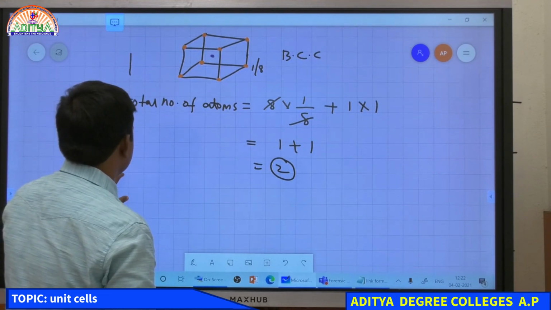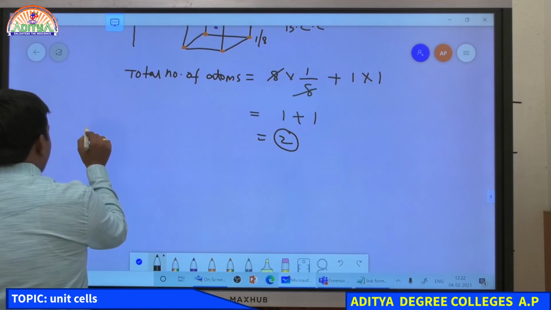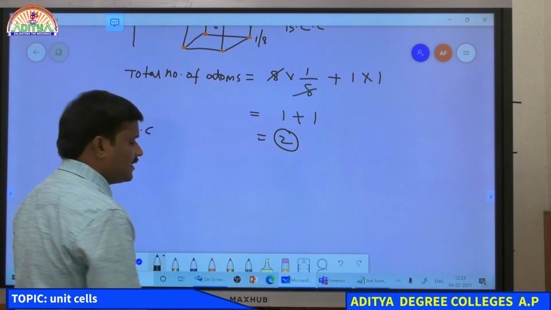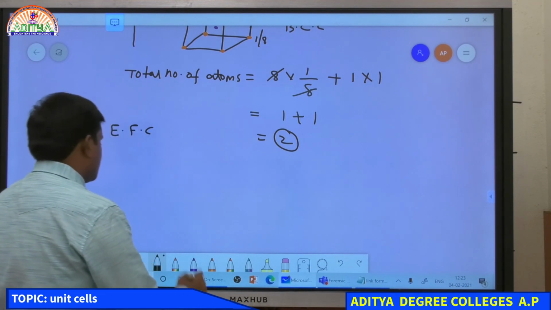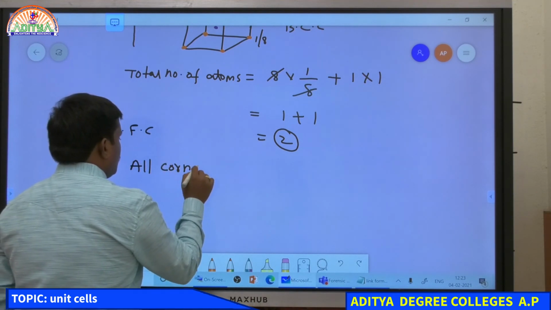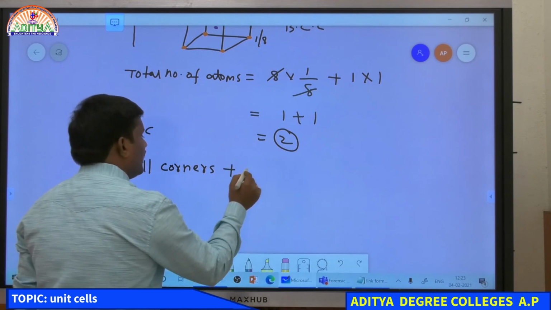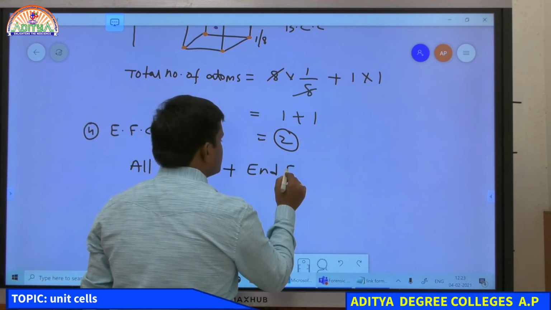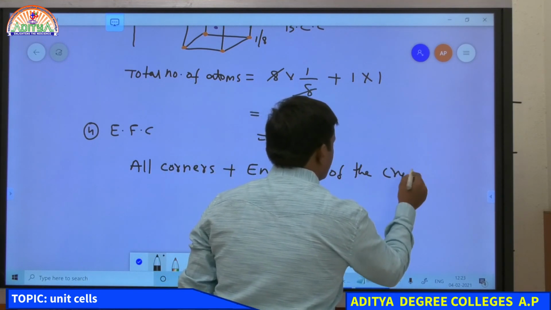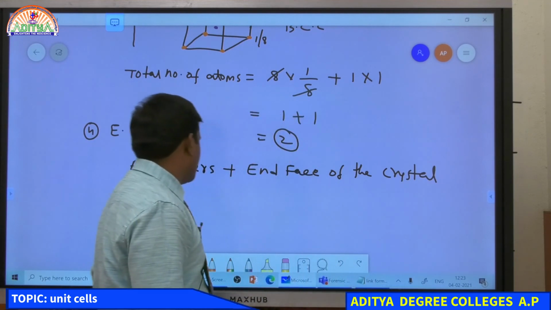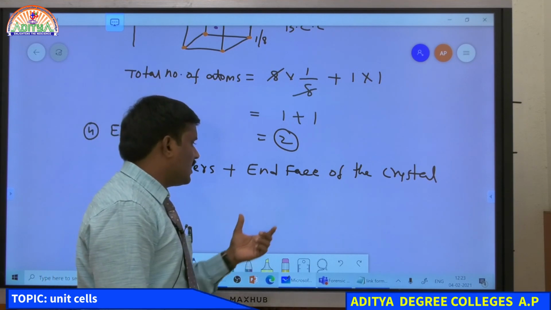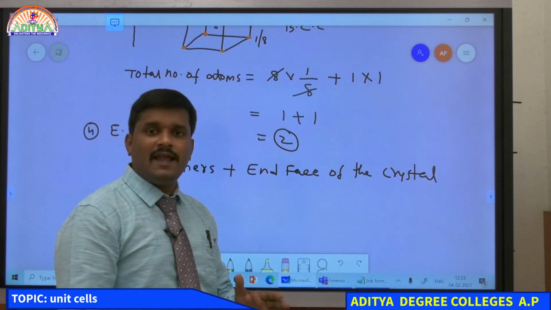And the next one is the fourth one, end face centered, EFC, end face centered unit cell. So, in this case the atoms are arranged at all corners plus the end face of the crystal. So here all points are present at all corners, that is 8 points present at 8 corners, and also 2 points present at the end of the crystal.